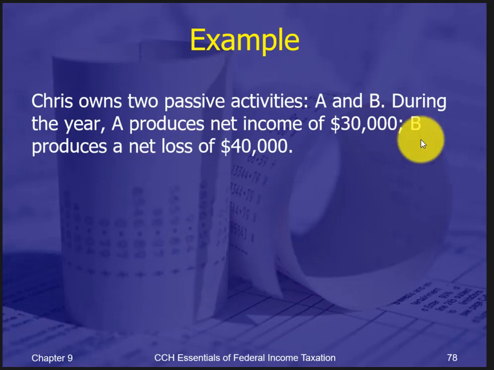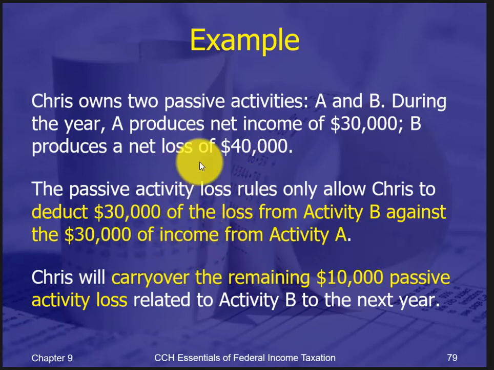Now, if you have multiple passive activities, you can use one to offset the other. So Chris owns two. He has A that produces income and B that has a loss. So you can use the loss from B to offset the $30,000 of income, and then the $10,000 of B carries forward to future years. So it's not just one activity. If there are multiple rental activities, for instance, you could use the losses from one to offset the other.